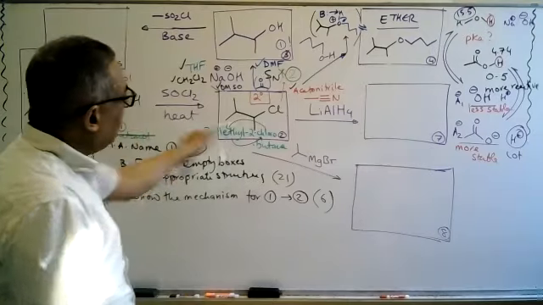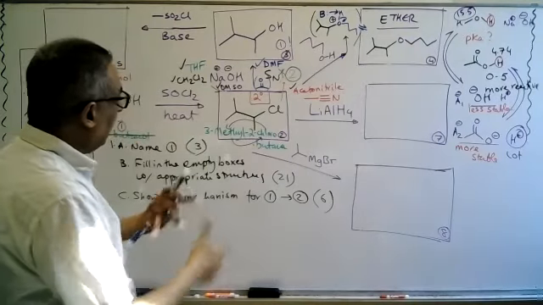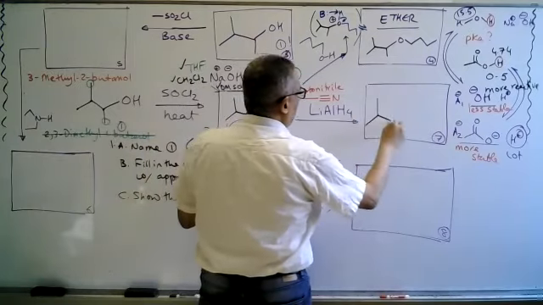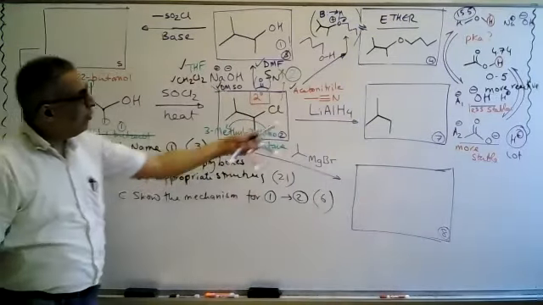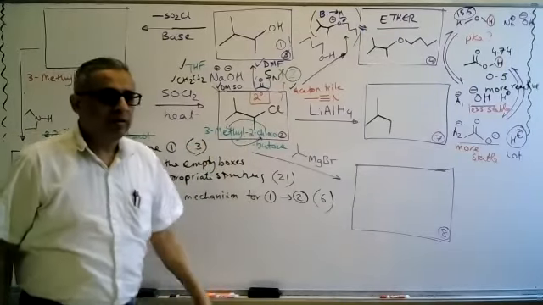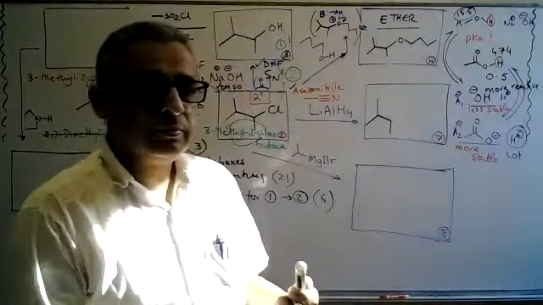Okay. Let's get compound 7 done quickly. What does compound 7 look like? So the main body is there. And then what's out there? What will lithium aluminum hydride replace chlorine with? Just an H. Just an H.